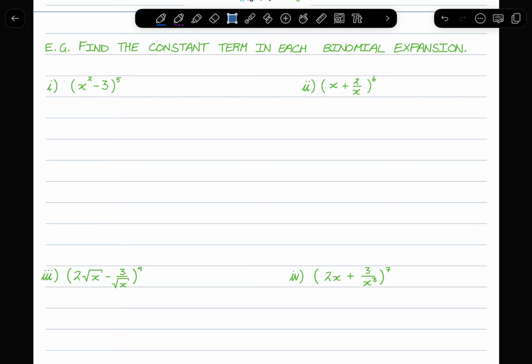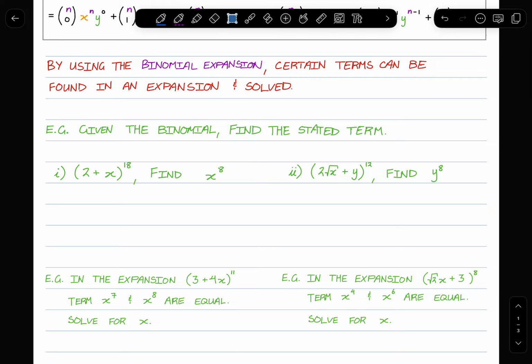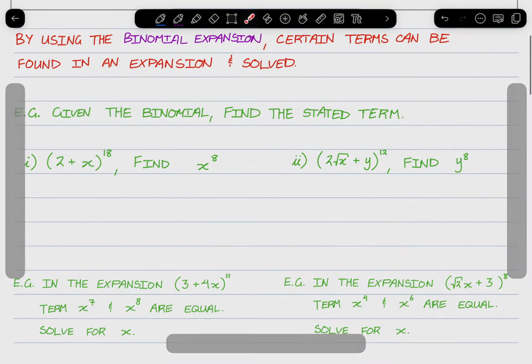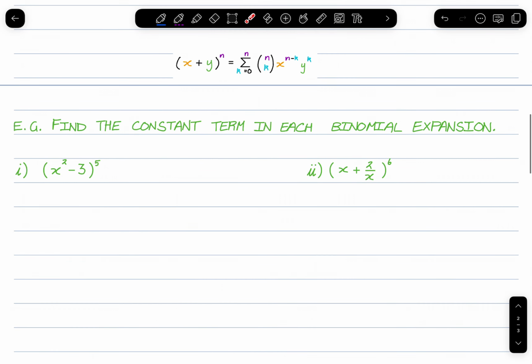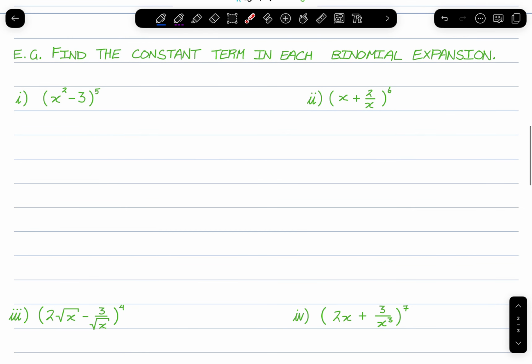Hello class, this is a video tutorial continuing on binomial expansions. In the previous sets of videos, we found particular powers such as 8 here. Now in this video, I'm going to show you another technique in order to find exactly when terms are constant. In this case, a constant term being one that doesn't have a pronumeral. So I'll just demonstrate to you using these examples.